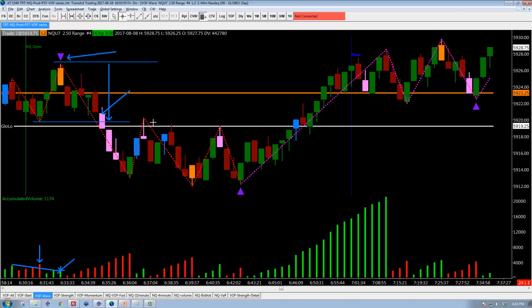And so now the question becomes, how should I enter? Let's talk about how to do that. The different choices you have, and we're going to go from most aggressive to most conservative. The most aggressive is as soon as this bar goes pink, while it's still drawing, enter at the market.